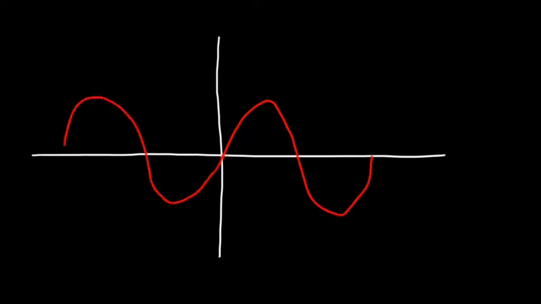So this is the x-axis and y-axis, and the graph of sine x goes like this, like a wave structure, from 0 to 2 pi on the right hand side and minus 2 pi on the left hand side. So this is the graph of y equals sine x.